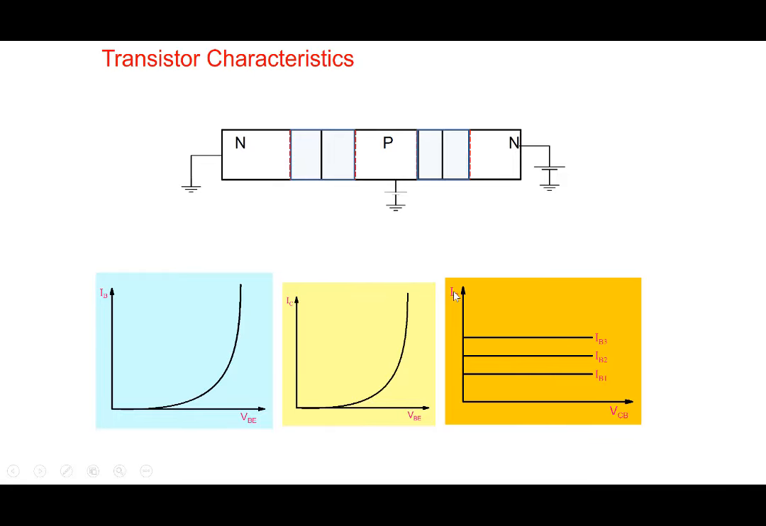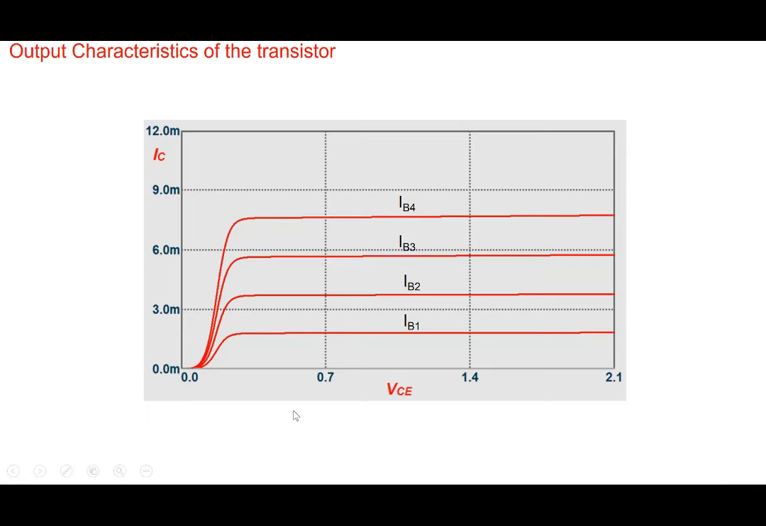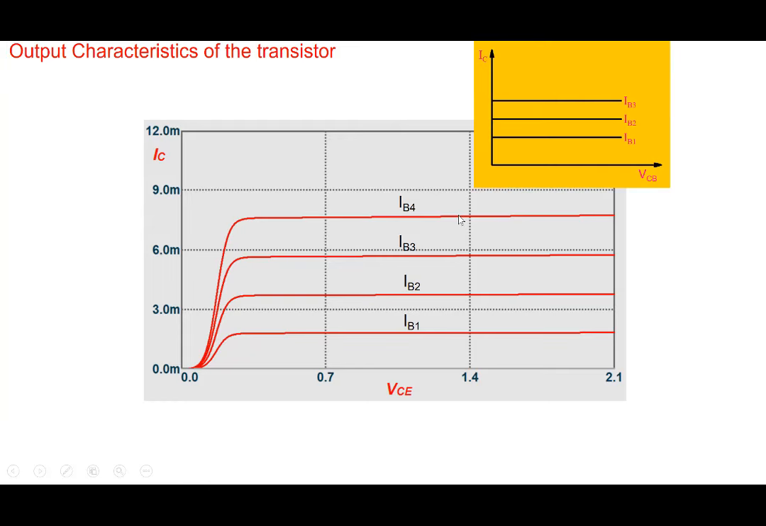We can plot IC versus VCE also. So IC versus VCE looks more like this. VCE is nothing but VCB plus VBE. And when you forward bias the base emitter junction, this is practically constant, about 0.7 or so. So basically, as you increase VCE, you're increasing VCB. And that's where this part of the characteristics is.